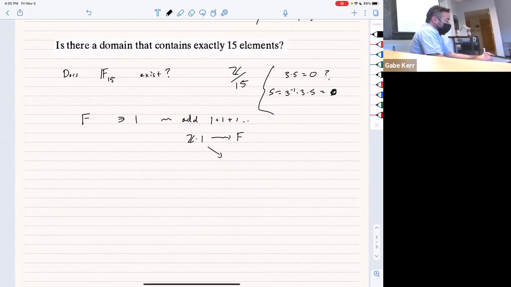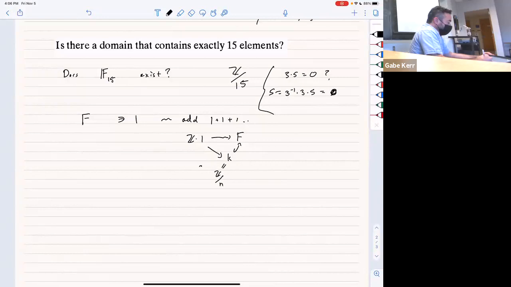So it's going to be some finite thing. I'm not sure what to call it, I'll call it K. That includes it. But F is a field, which means K is a field, right? Because all the elements have inverses. But K is isomorphic to Z mod something, Z mod N.